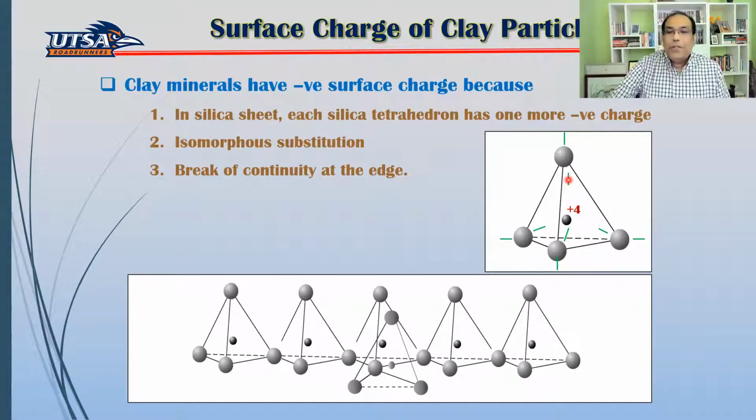The third one is break of continuity at the edge. You can see here that if you break it here, there is 1 negative charge here that doesn't have any continuation, so that will create another extra charge there. That's why we see that the smaller the clay minerals are, the more negative surface charge they have.